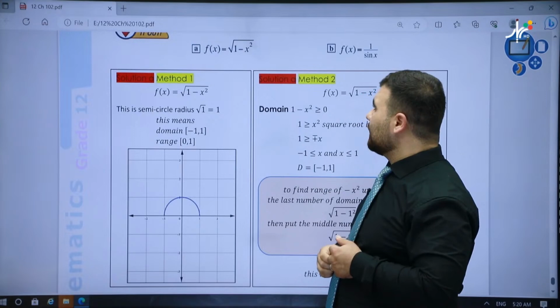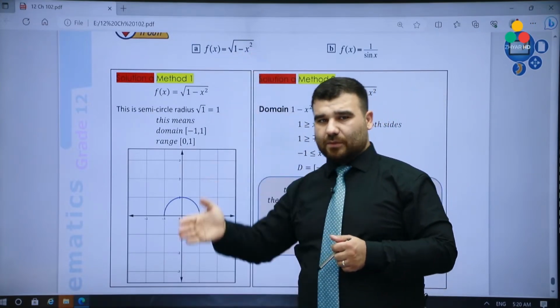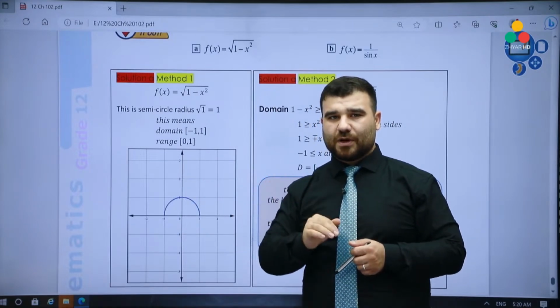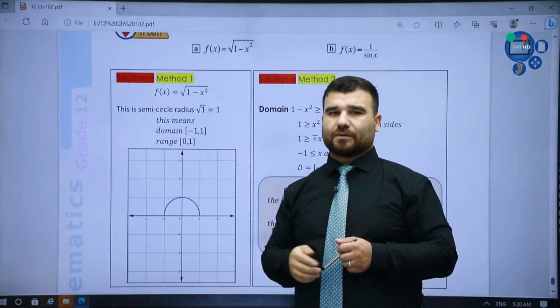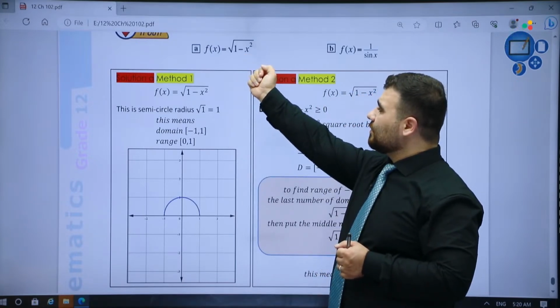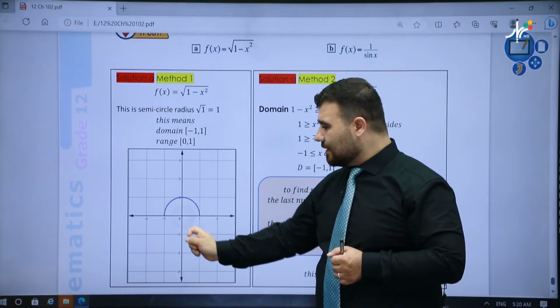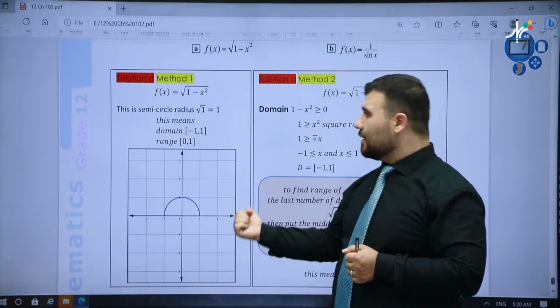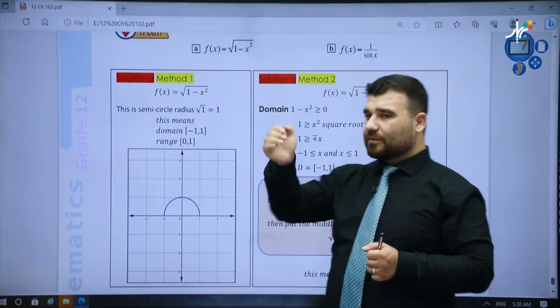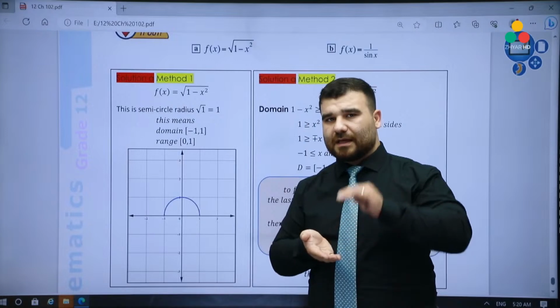One way is, if you remember, we studied this. This is a semicircle. A number minus x squared all under square root is a semicircle, center at (0, 0), radius 1. This means domain is from -1 until 1. Range is from 0 until 1.